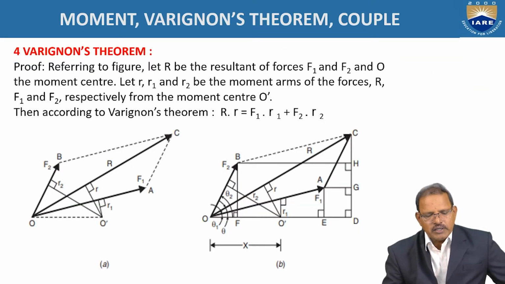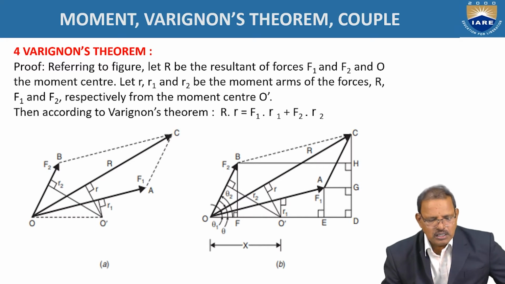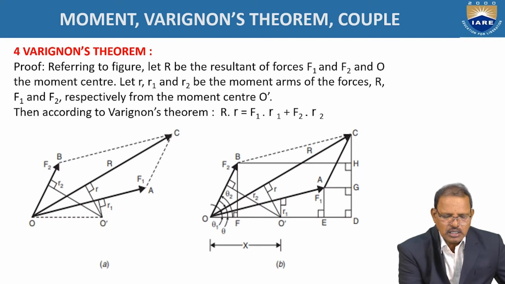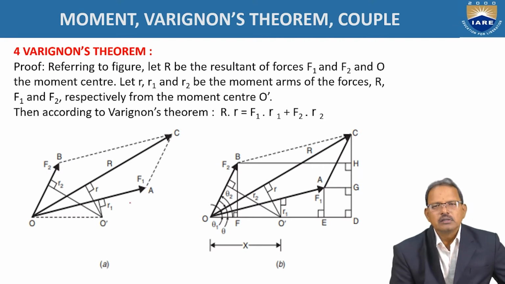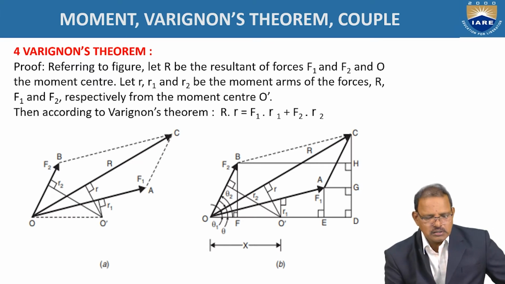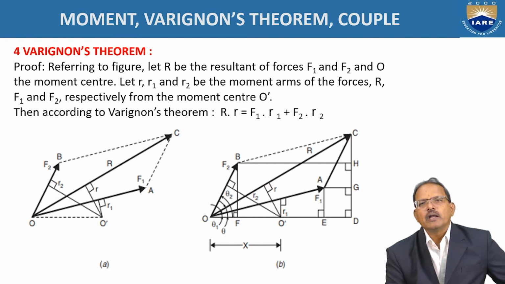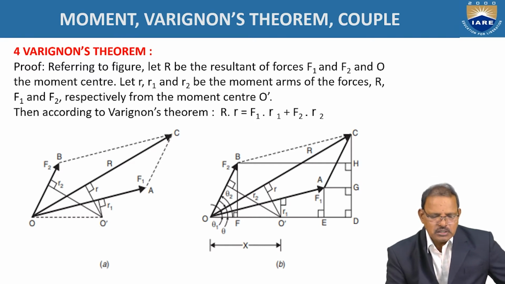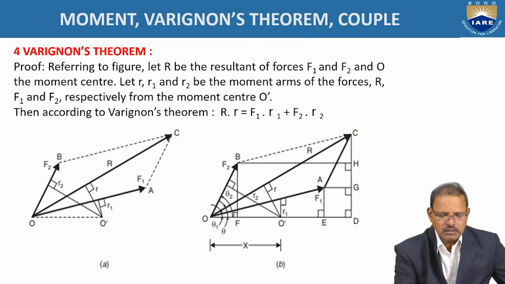According to this figure, the forces F1 and F2 both act at O as shown. F1 is represented graphically as OA and F2 is represented as OB. According to the law of parallelogram of forces, the resultant of these two forces is represented by R as shown in the figure.